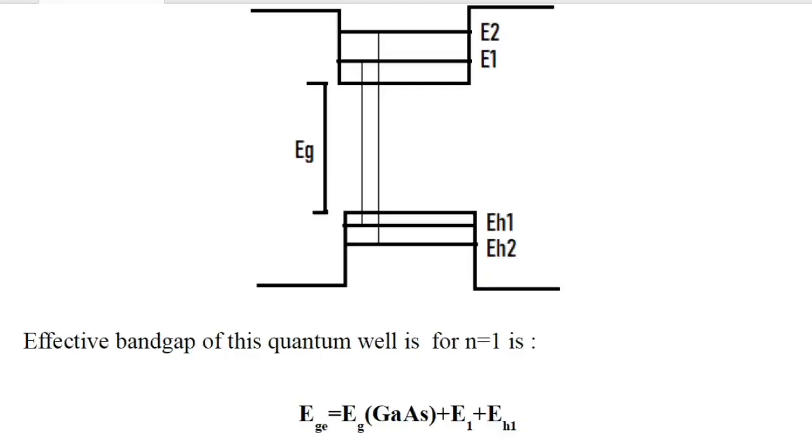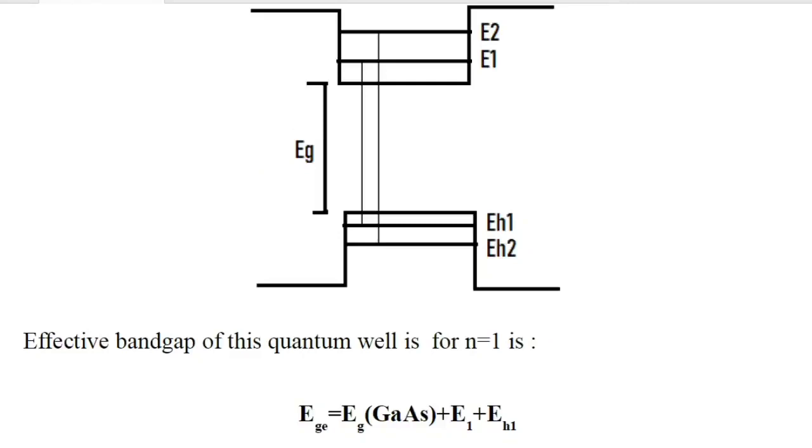Consider there are two discrete energy levels as shown in this figure, in the conduction band and valence band. There can be transitions of electrons and holes between these allowed energy levels, so that there will be emission of photons and amplification, that is the lasing action, just like the DH lasers. Then the effective band gap. What is the actual band gap? The actual band gap of this quantum well is expressed as Eg here.